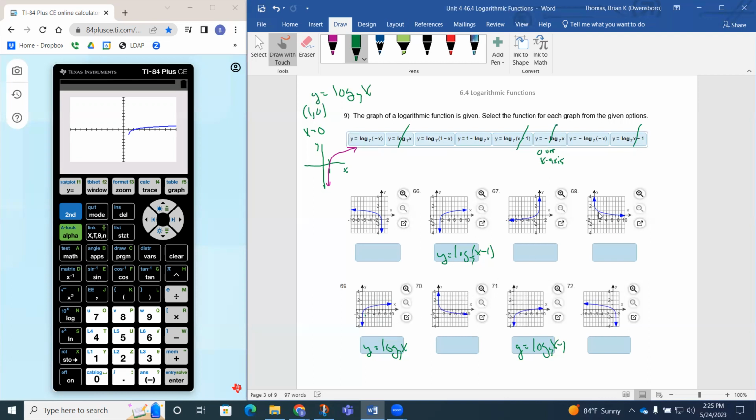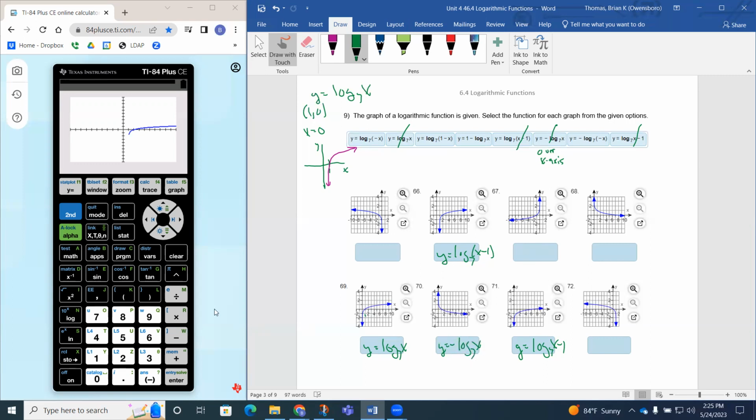So this one here looks pretty close. No, it's got to be a reflection. This one here looks best. So notice how it's been reflected over the x-axis. So that's going to be y equals the negative log of x base 7.